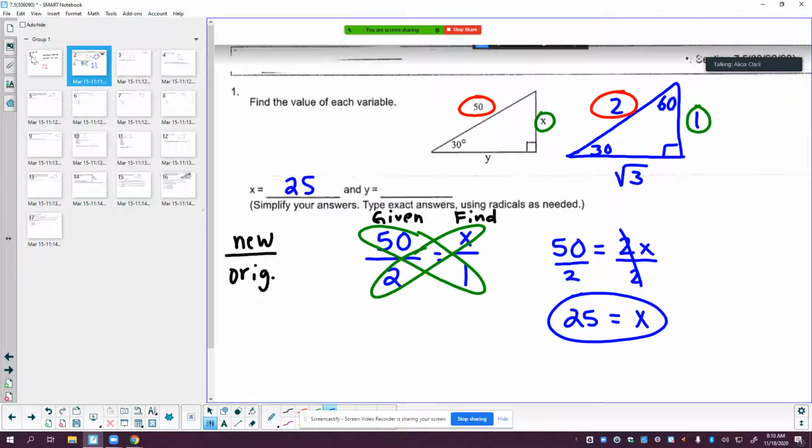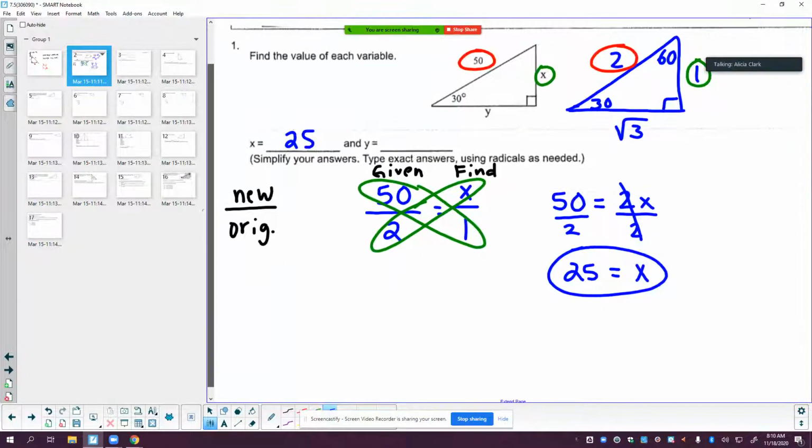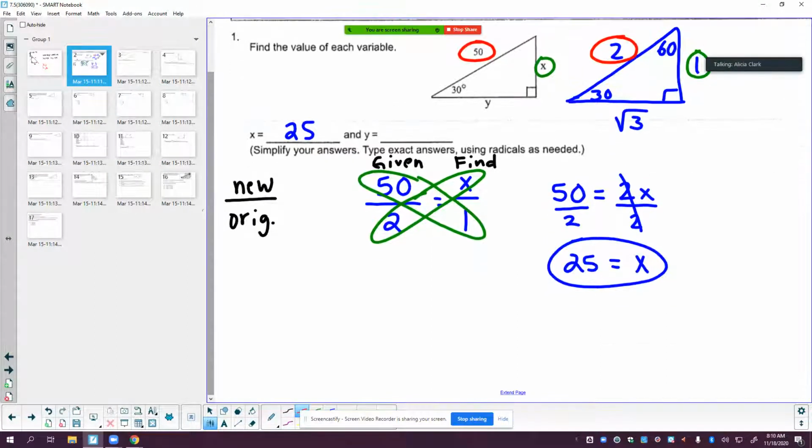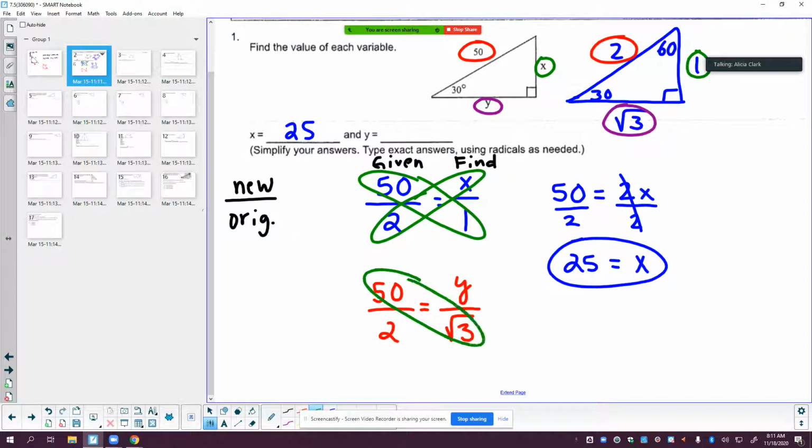Okay. Now, I also have to figure out what y is. So I'm kind of ahead here because I can use the same given information. They gave me the hypotenuse of 50. The original was 2. I'm trying to find y this time, which is across from the 60. That is comparable to the square root of 3 across from the 60. So y over square root of 3. Okay, so again, we're going to cross multiply these two and these two.